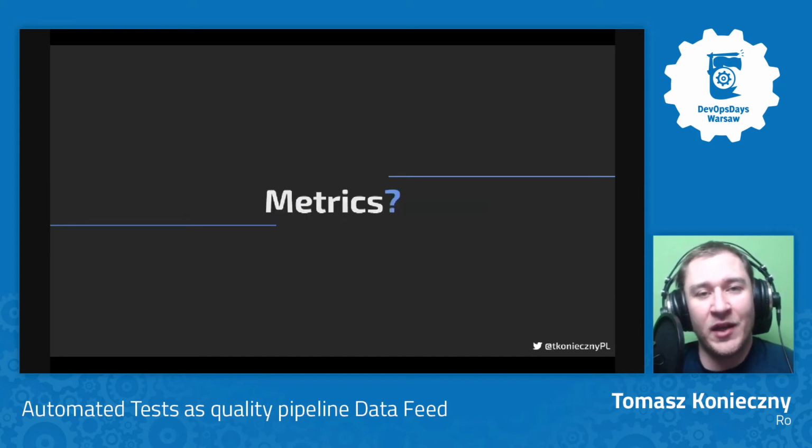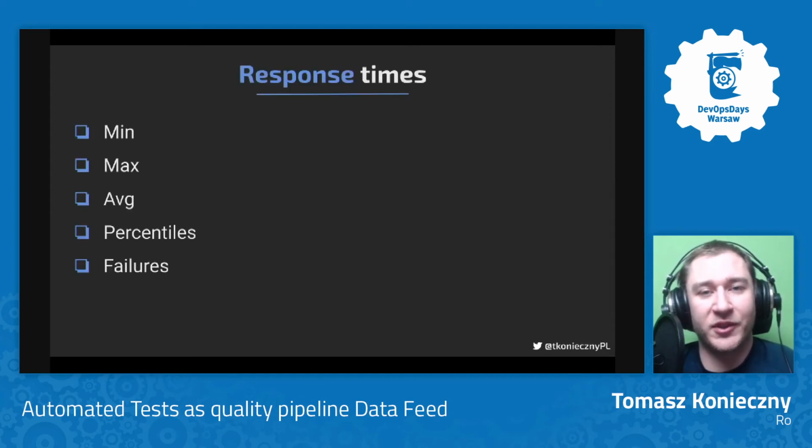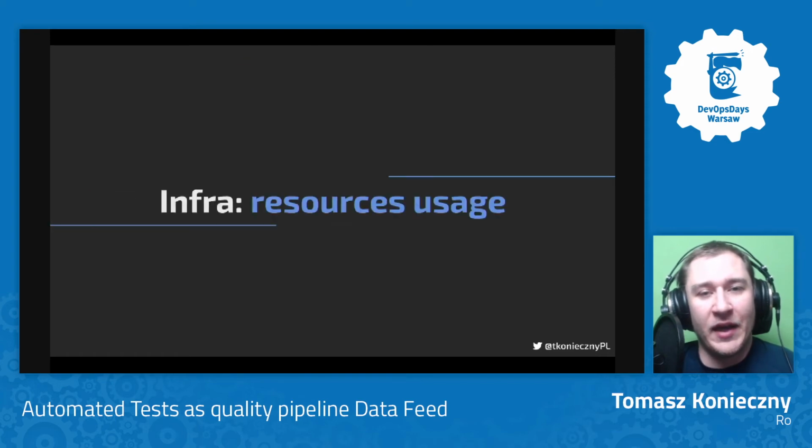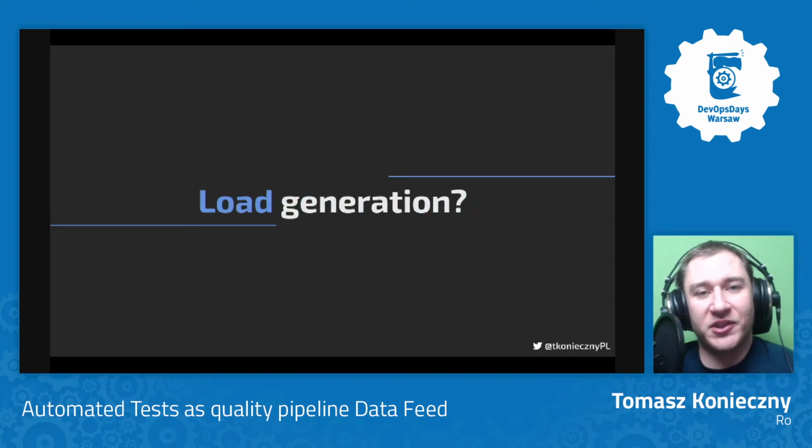But which metrics? I would say almost the same as in case of standard or classic performance tests. So for example, response times, minimum, maximum, average, well, if anyone needs average, or percentiles, or information about failures, because if we got a 500 error, then we don't care how fast it was. So it's also very important to think about failures and to handle them properly. And we can also correlate it with resources usage, with infrastructure data, infrastructure logs, and we will have more data that may be analyzed. But what about load generation?